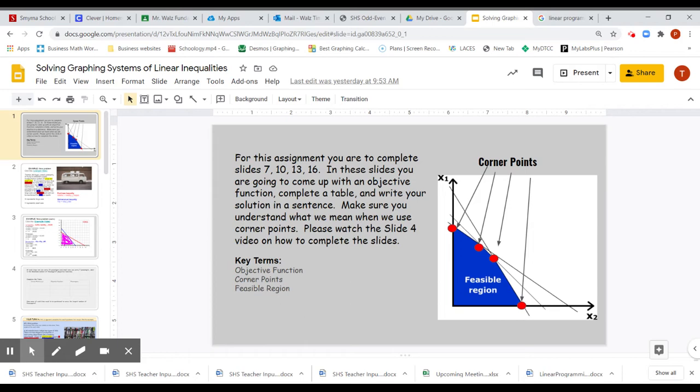All right, this assignment's actually pretty easy. It's very straightforward and mathematical, so there's no crazy graphs, there's no trying to come up with the equations much. But here we go. We have corner points.